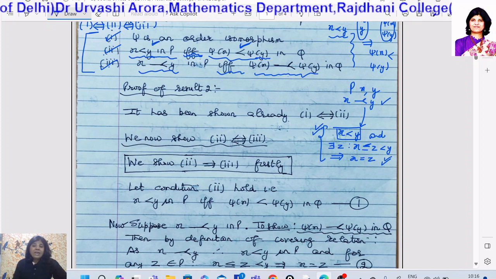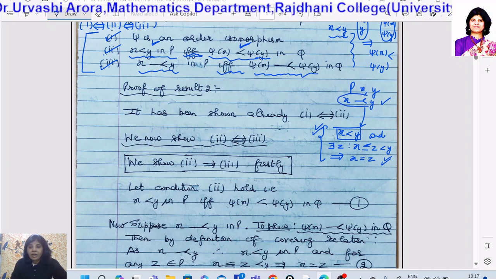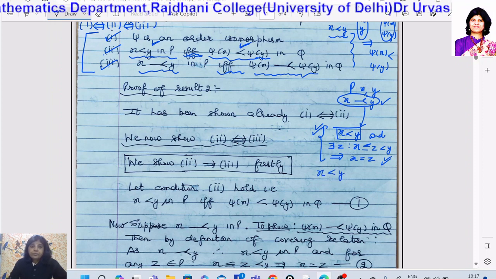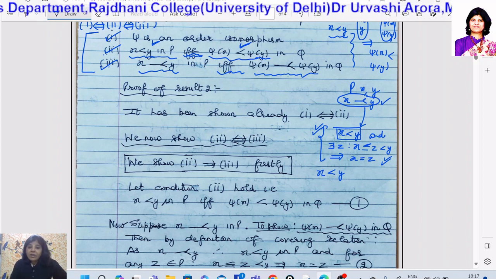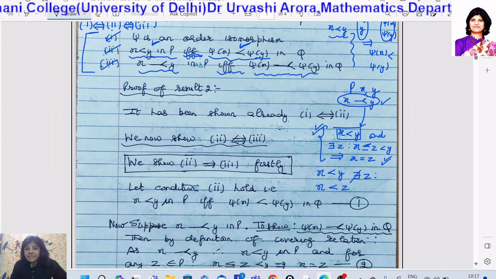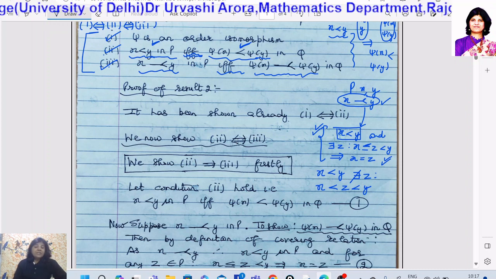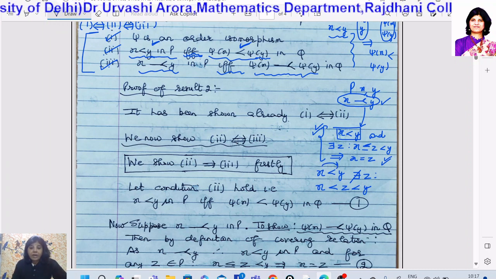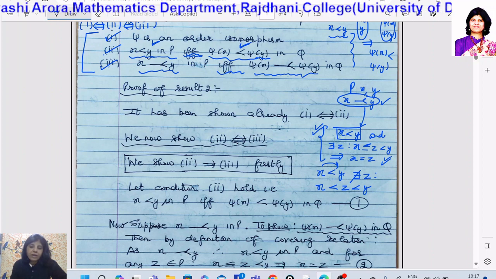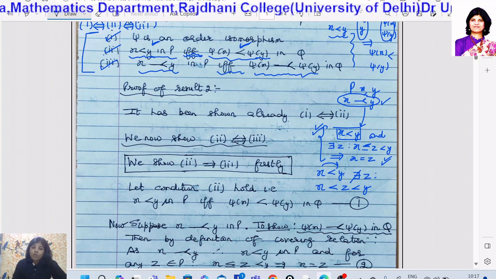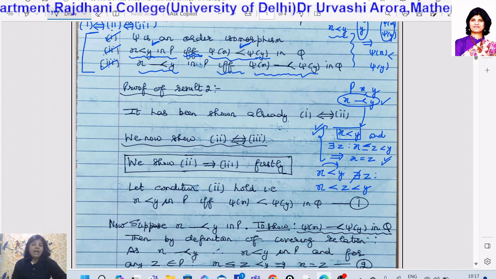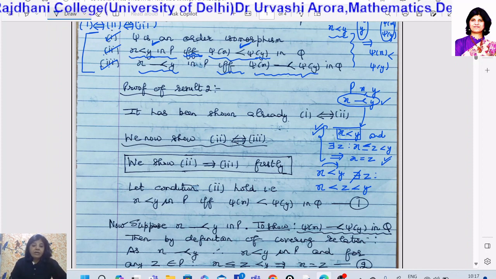And one thing more, an equivalent way of saying that X is covered by Y in P is that X is strictly related to Y, and there does not exist any Z in P such that X is less than Z is less than Y. So if X has to be covered by Y, or if Y covers X, then there should not be any Z belonging to P which can lie between X and Y. There should be no element of P between X and Y. So that was the definition of covering relation.